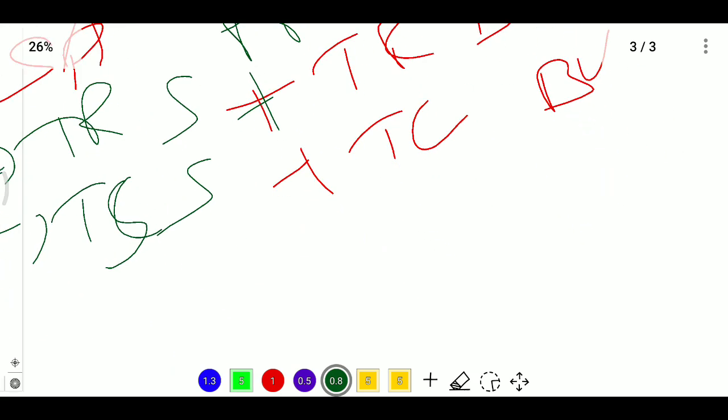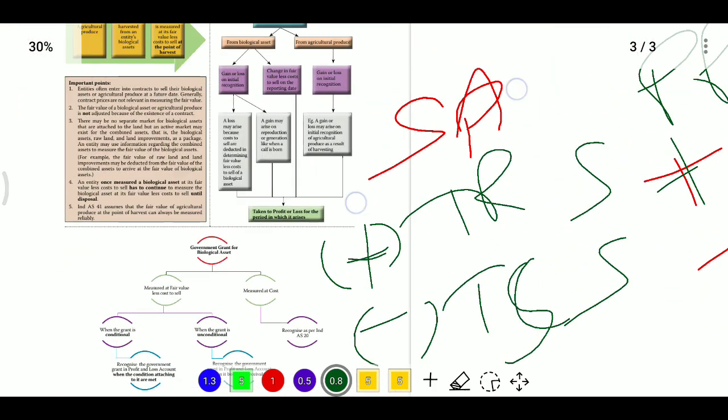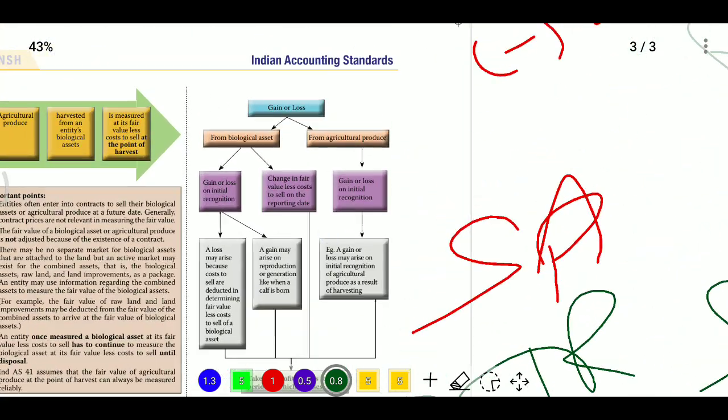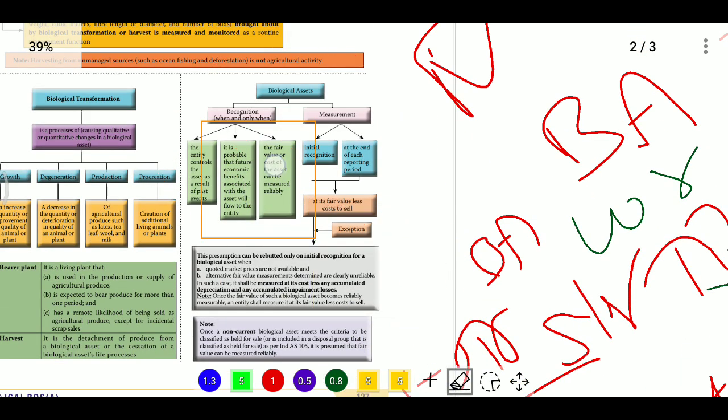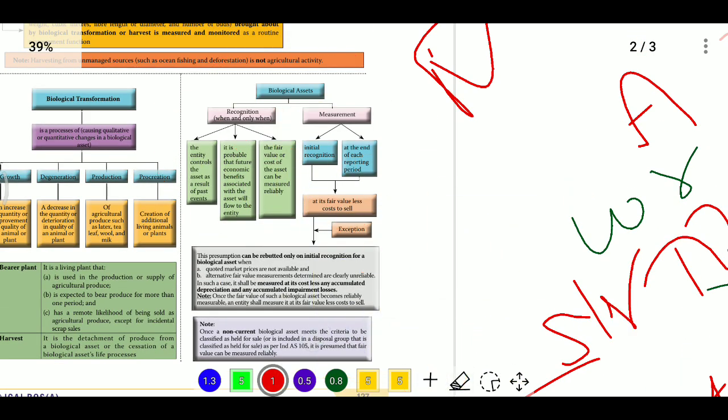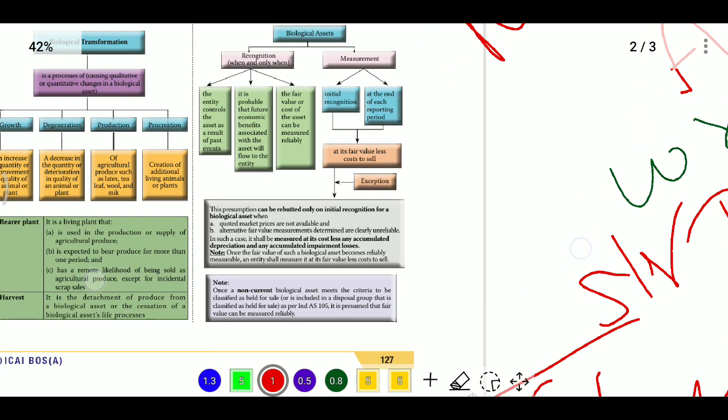Now if fair value less cost to sell cannot be measured reliably, then the entity can initially recognize the biological asset at cost. So whenever we are unable to determine the fair value less cost to sell, we need to give the cost effect. Cost will be provided.